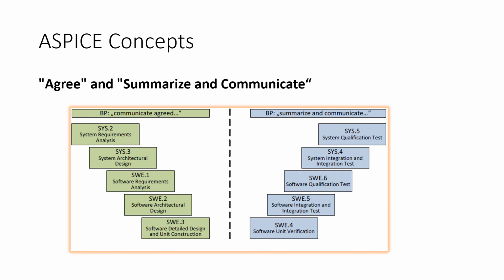As I said, agree and summarize and communicate are two different things. Agreed is for system requirements, design, detailed design and coding. We have to communicate and agree upon the freezing of those. But we have to summarize and communicate the results of verification and testing activities, whether it is integration testing or qualification testing. We have to summarize the results and communicate the results.